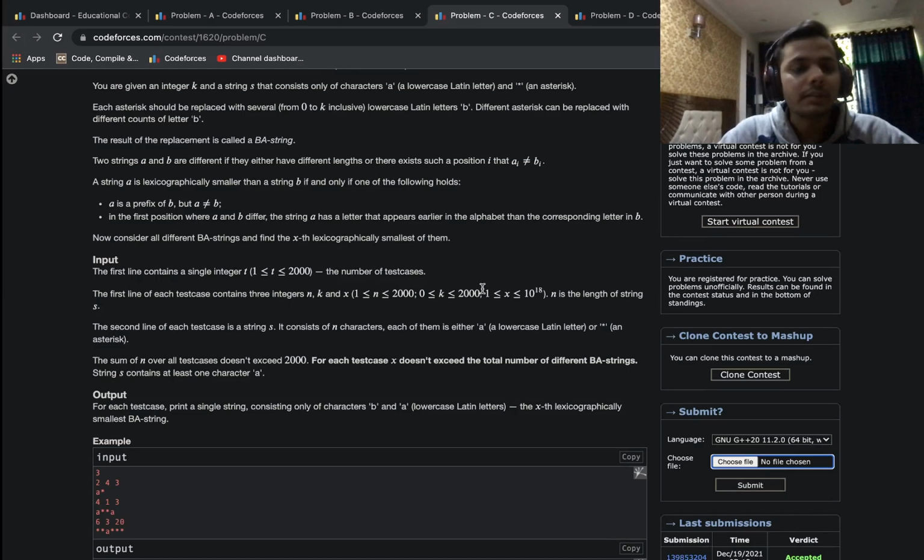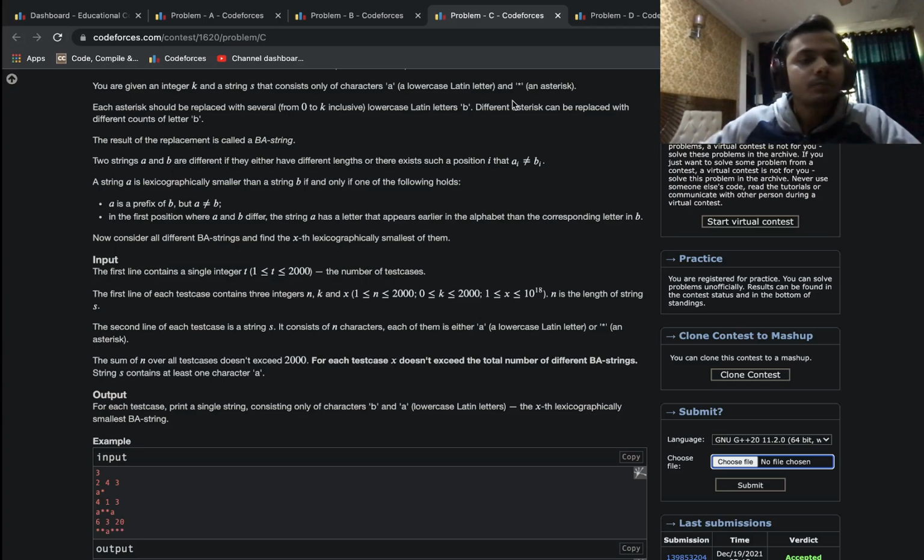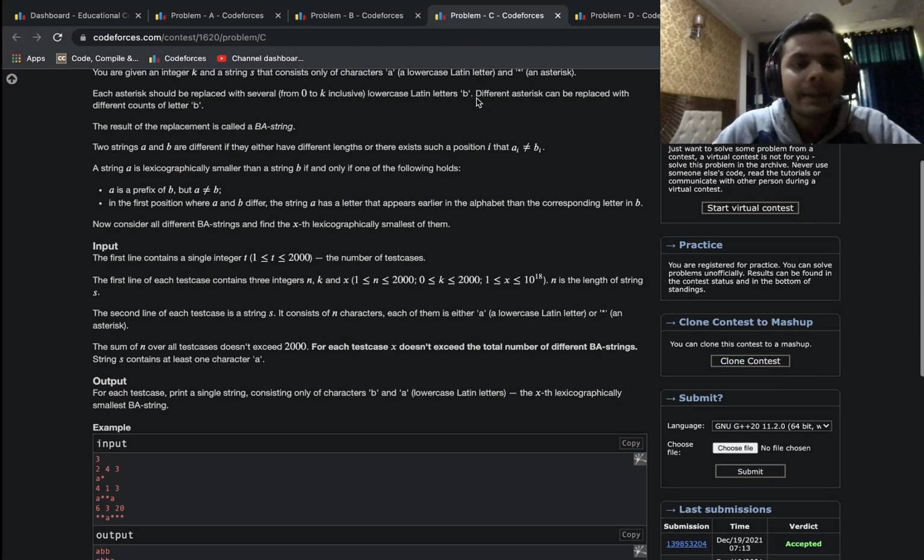Okay, so let's see what this says. So we have an integer k and a string s that consists of only characters a and asterisks. Each asterisk can be replaced by several occurrences of the letter b, and the number of occurrences is limited from 0 to k, and k is a constant, right? So for any asterisk we can choose the number of b's that we want to put there, but the number of b's can only be from 0 to k, right?